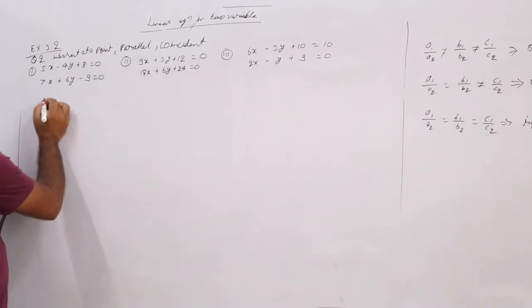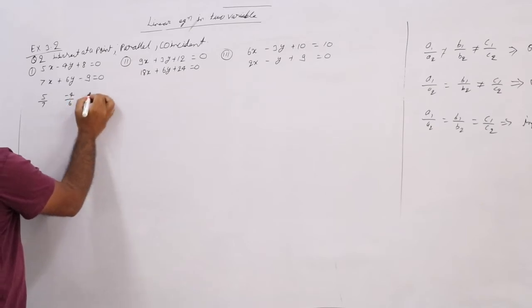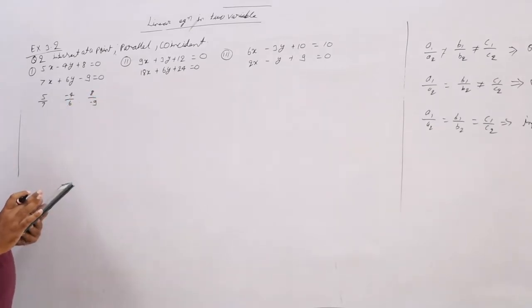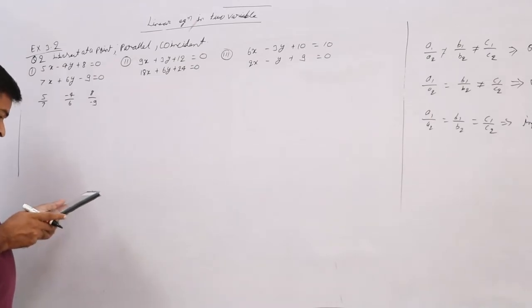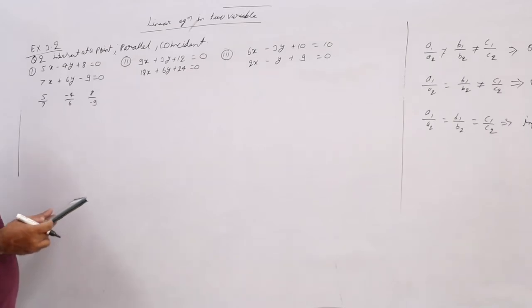So see here. First one: 5 by 7, minus 4 by 6, and 8 by minus 9. Now check whether all are equal or not. Are all equal? No, sir. No solution. Are all equal or not?